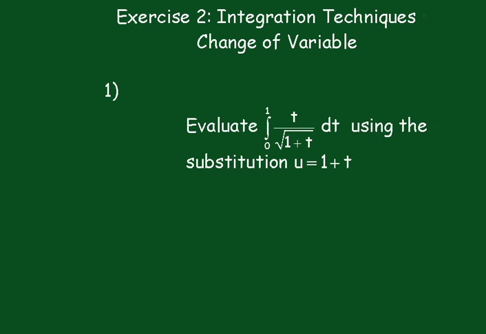Exercise 2, integration techniques, change of variable. Number 1: evaluate the integral between 1 and 0 of t over the square root of 1 plus t dt using the substitution u equals 1 plus t. Now again, I'll just pause the video and have a go at this one.